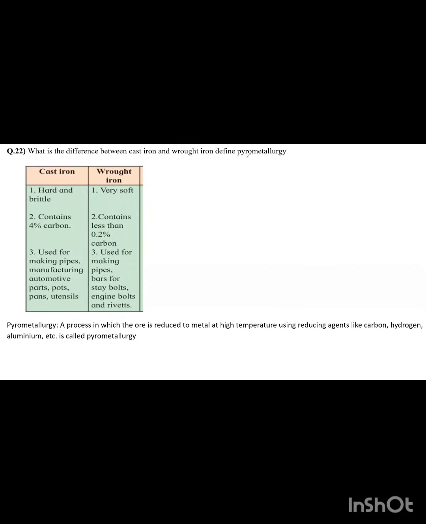Then the attached question is there, what is pyrometallurgy? Pyrometallurgy is a process in which metal ore is heated to a higher temperature to remove impurities like carbon, hydrogen, and aluminum. This process is called pyrometallurgy, where the metal is heated to a higher temperature for purification. This is the metallurgical treatment.